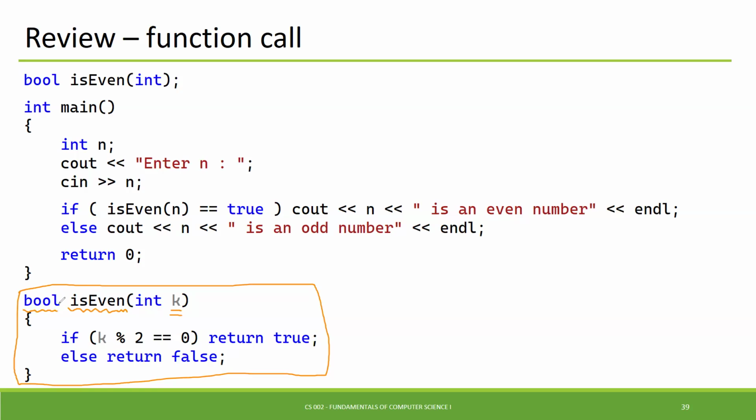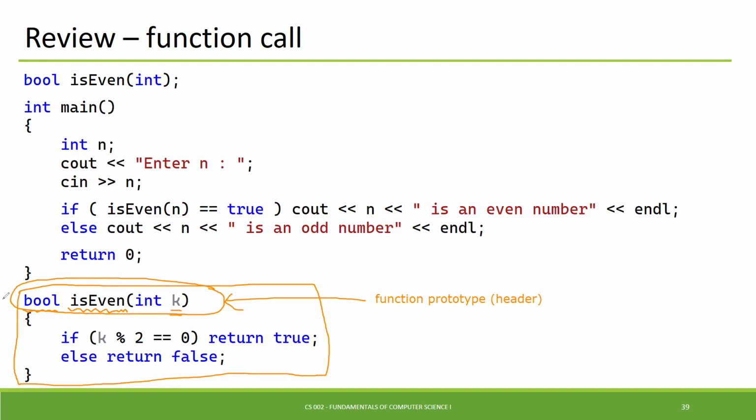And if you have the function definition at the bottom, you should put the first line. This first line is called the function header or function prototype. Function prototype is a more formal word, but either is okay. The first line has a lot of information about the function name, the input, and the return data type. So this is the function prototype.